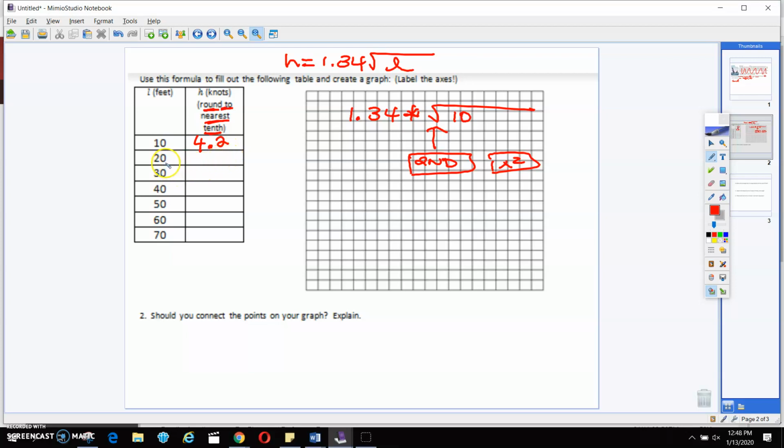Now you're going to take 20 and plug it in. Instead of putting 10, you're going to put 20 in. So you're going to plug in each one of those numbers. Take a second, try plugging those in. If you plug in 30, you're going to get 7.3. If you plug in 40, you're going to get 8.5. If you plug in 50, you're going to get 9.5.